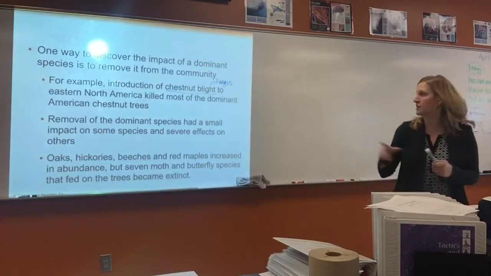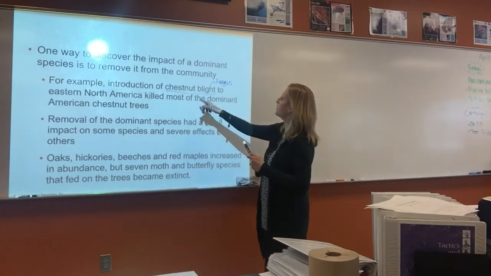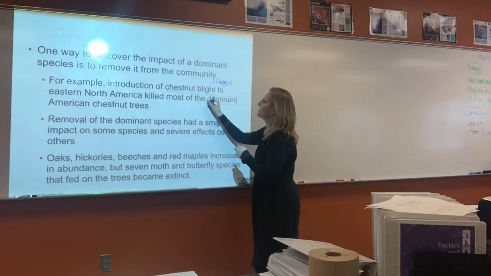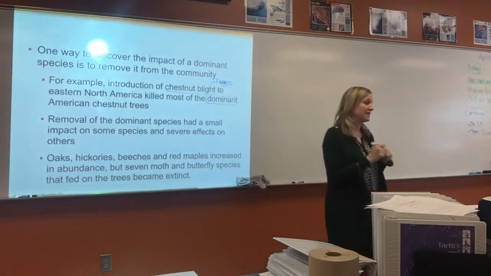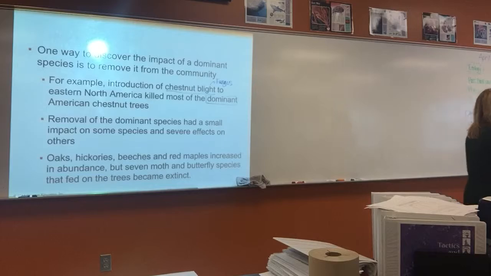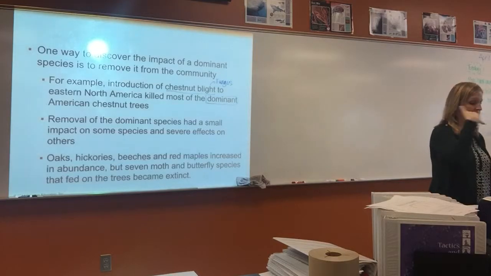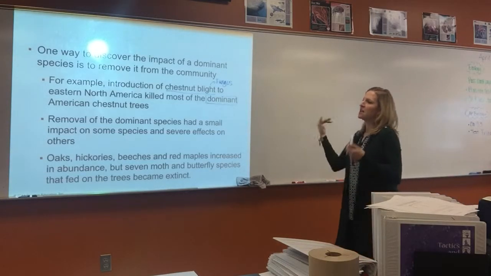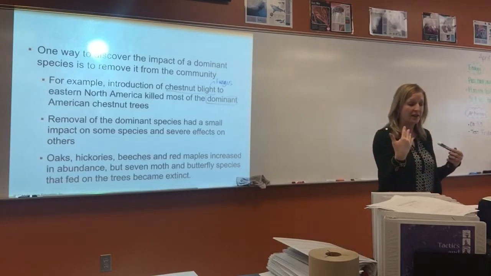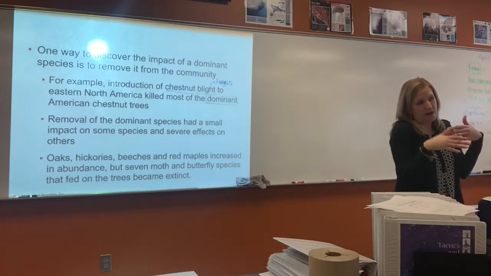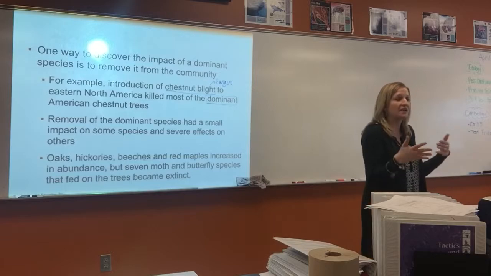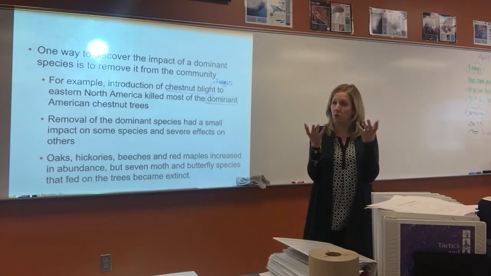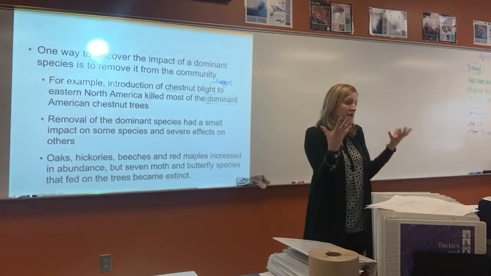And so notice here it says it killed most of the dominant American chestnut trees. So that implies that they were most abundant. So there were tons of chestnut trees. This fungus came in and killed off all the chestnut trees. That was the dominant species. So then they looked to say, okay, what is going to happen as a result of this, to kind of see what that species' role was and the impact it had on the community as a whole.